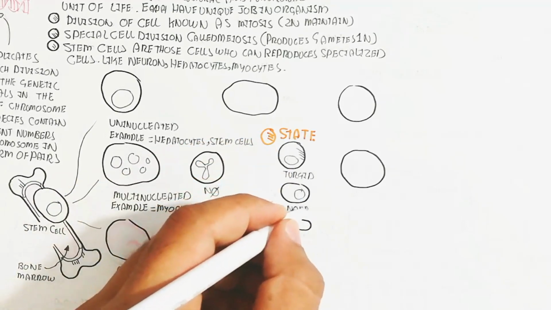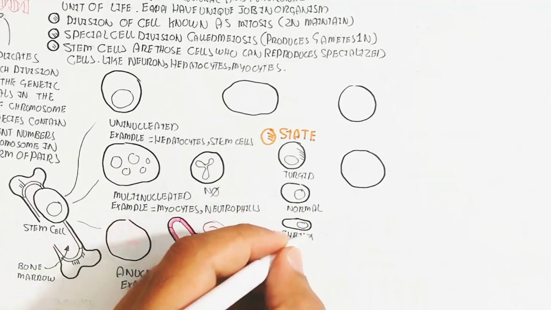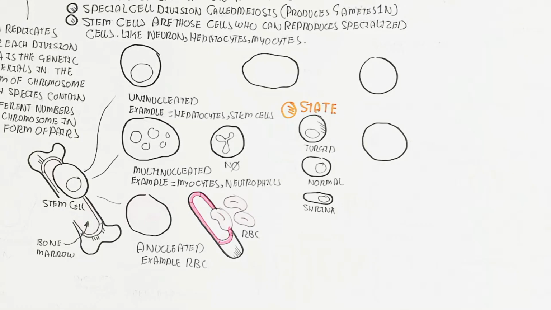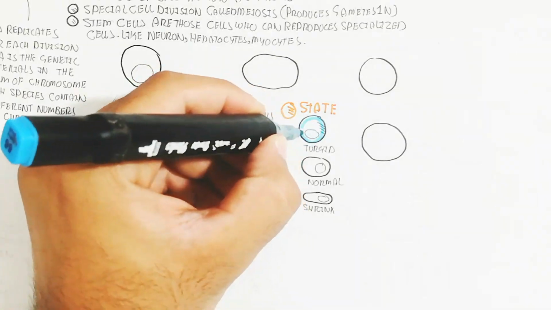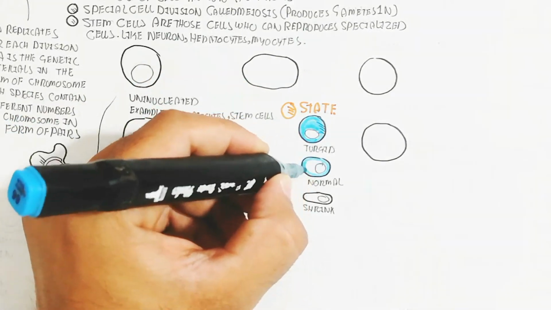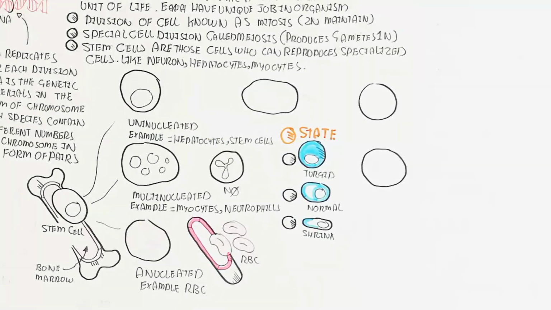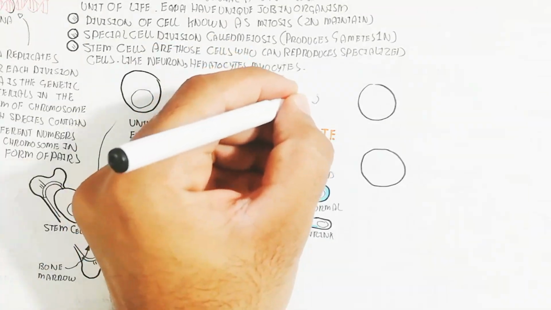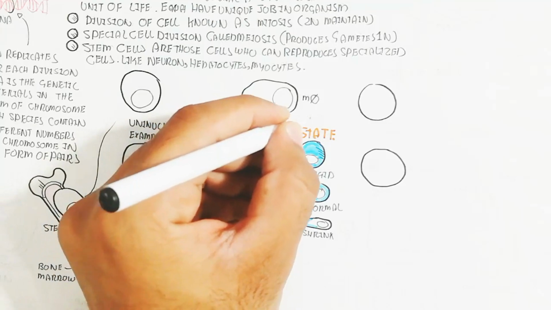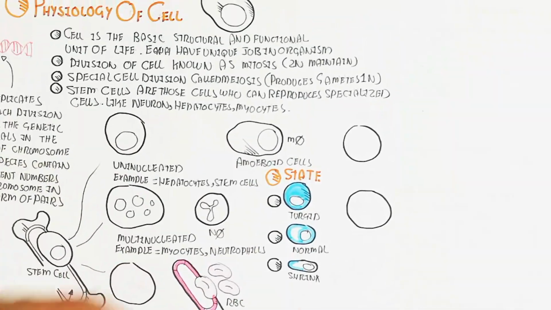The state of a cell is of three types: turgid, normal or shrunken. Turgid means more hydration, while normal is normal water, while anhydrobiosis will lead to shrinkage of the cell, and this will lead to cell injury.